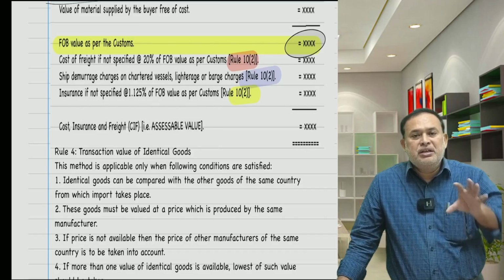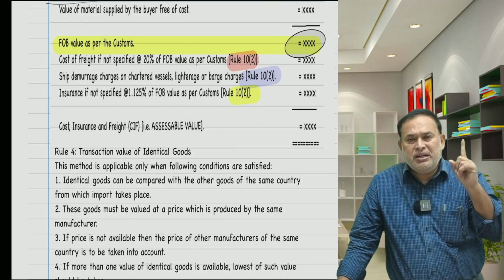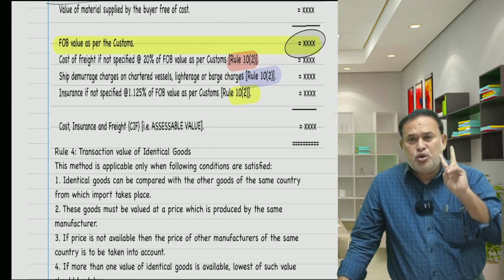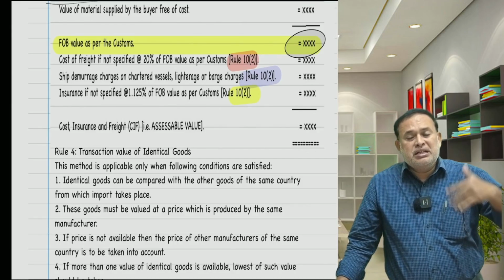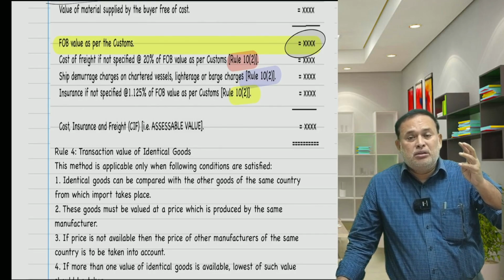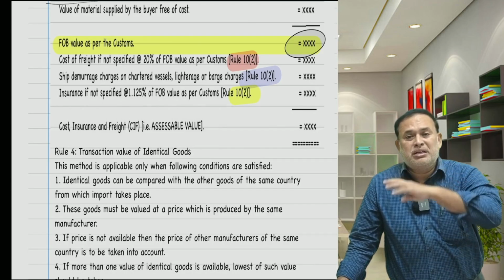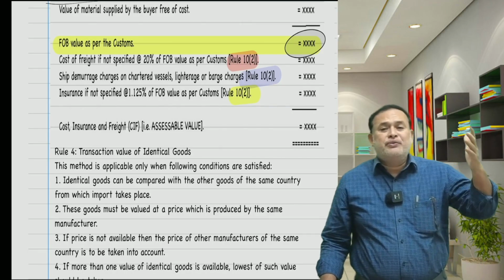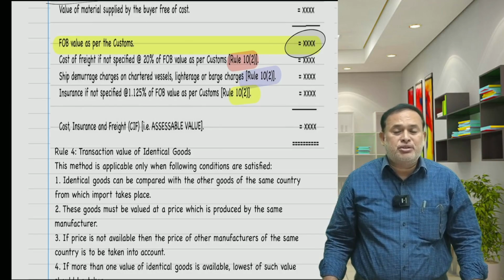Freight, if given, sea freight, actuals. Air freight should not exceed 20% of the FOB value of customs. If it is exceeded, the actuals are 20% of the FOB value. Whichever is less should be considered. That means actual air freight should not go beyond 20% of the FOB value of customs.